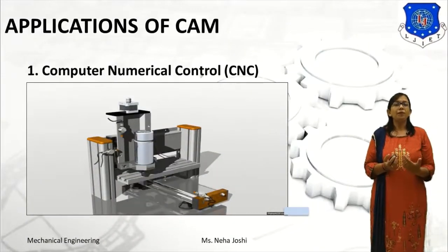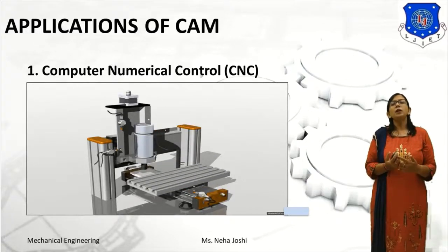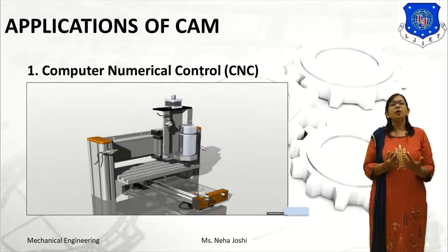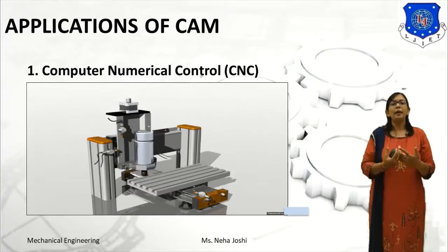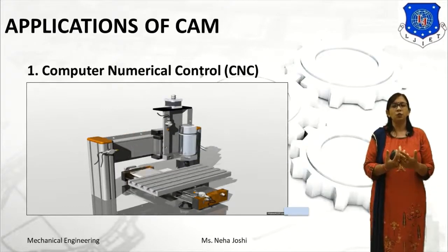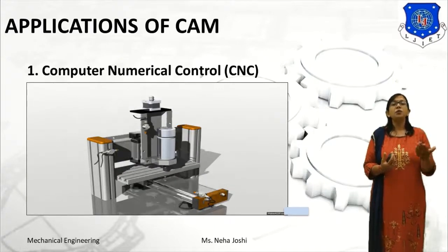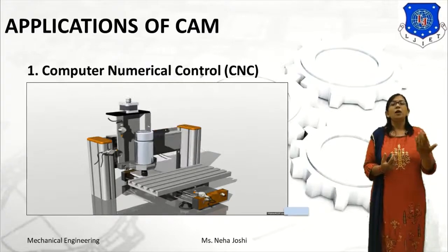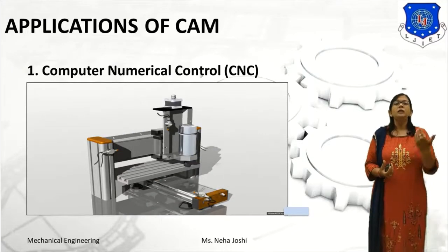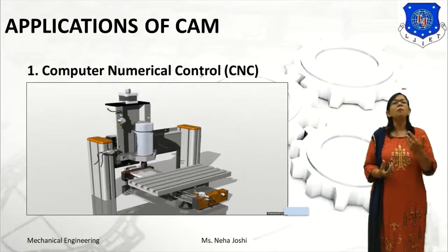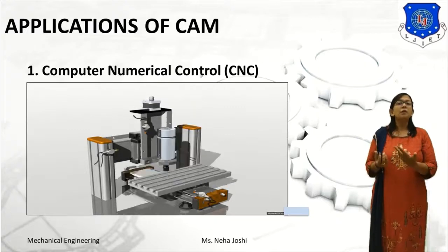Now, applications of CAM. First application is computer numerical control machines. Now, computer numerical control or CNC is a method used to automate the control of machine tools using software embedded in a microcomputer attached to the tool. They are commonly used in manufacturing to machine metal and plastic parts. The machine can be a milling machine, lathe, router, welder, grinder, laser or water jet cutter, sheet metal stamping machine, robot or many other types of machine. Here you can see a computer numerical control milling machine.